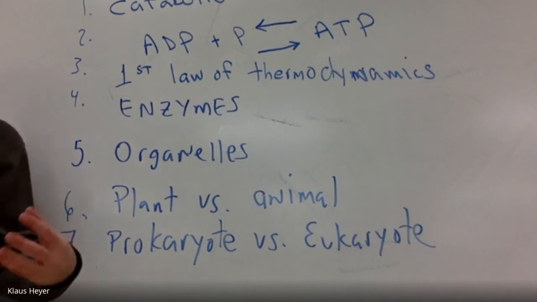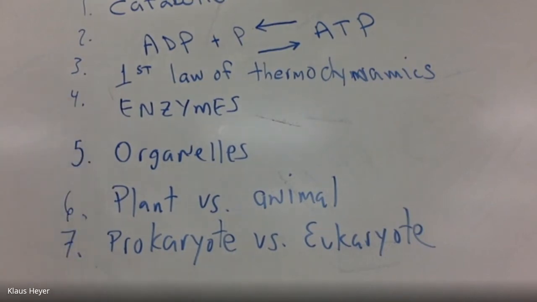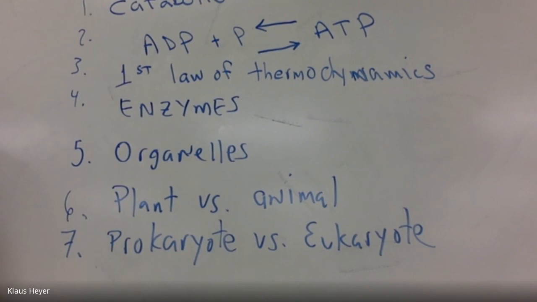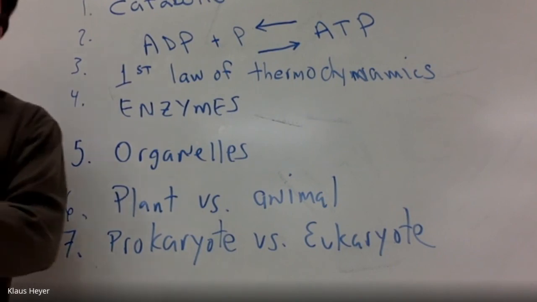Wait, so plants versus animals. What's in a plant cell that is not in an animal cell? That's what I'm going to want to know. Chloroplast. That's one thing. Cell wall. One more thing involves water. That's vacuole. So vacuoles, chloroplast, cell wall, those are in plants. Those are not in animal cells.